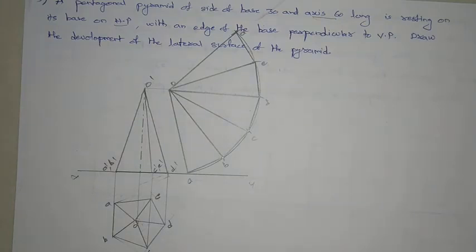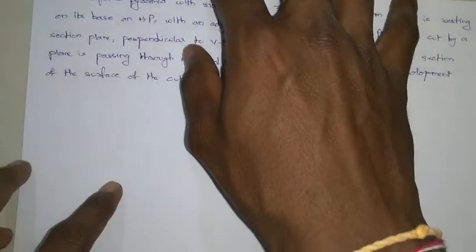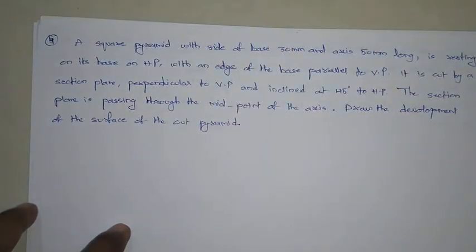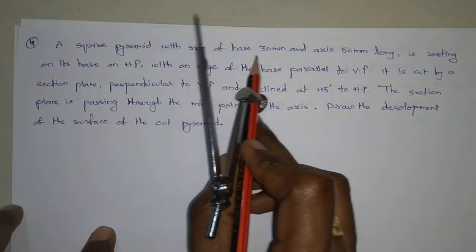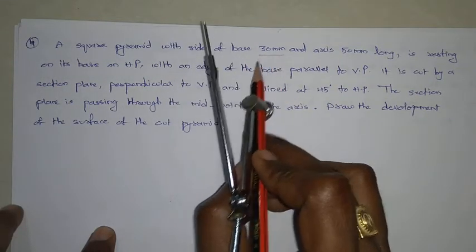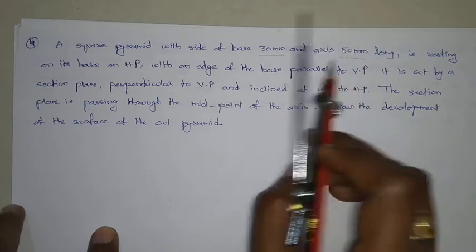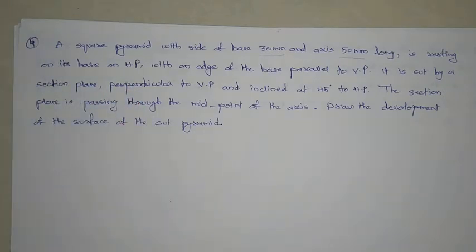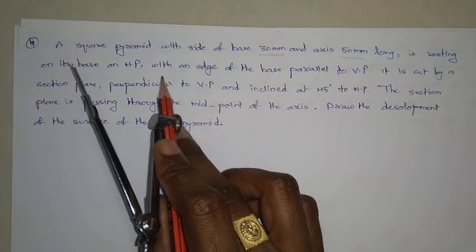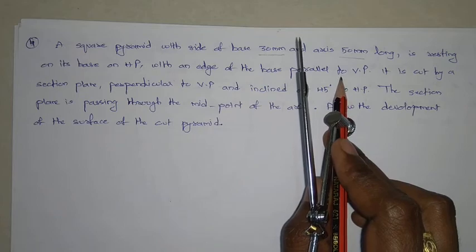Next I am going to solve one more problem, that is this one. You can see the question here. A square pyramid with side of base 30 mm. Base is having 30 mm and axis 50 mm long. It is resting on its base on the HP. The solid is again resting on HP. The condition is that with an edge of the base parallel to VP. Out of 4 edges, one edge is parallel to VP.